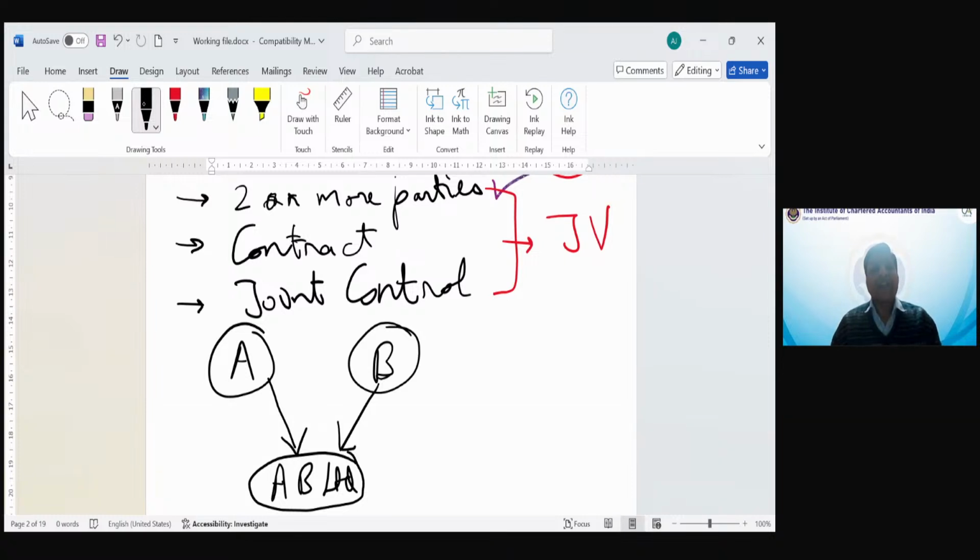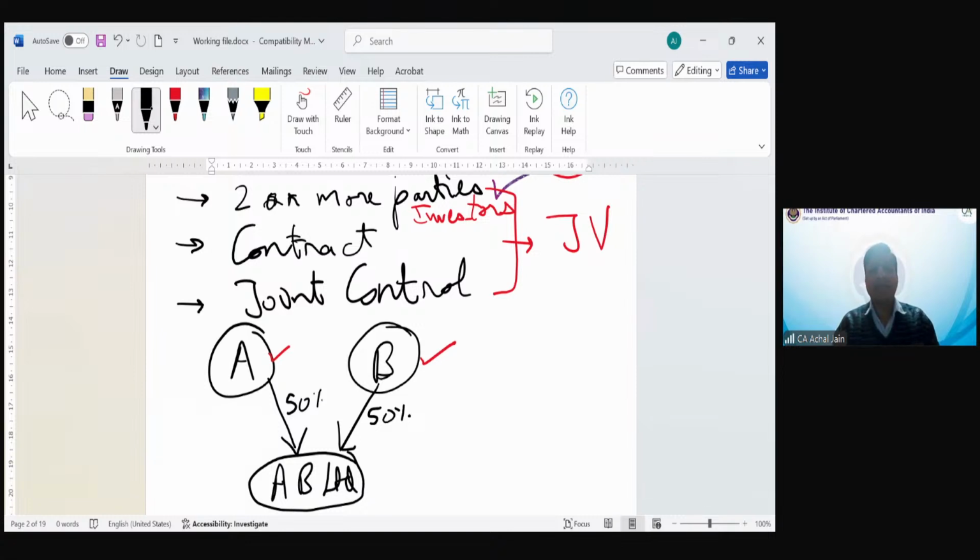Now, let's try to apply all of these conditions. So what was the first condition? There should be two or more parties. Okay. Now, what do you mean by these parties? Means two or more investors. So we are talking about investors here. So do we have two investors? Yes, A and B. Let's suppose their percentage shareholding in AB is 50 each. So this holds 50%, this holds 50%.